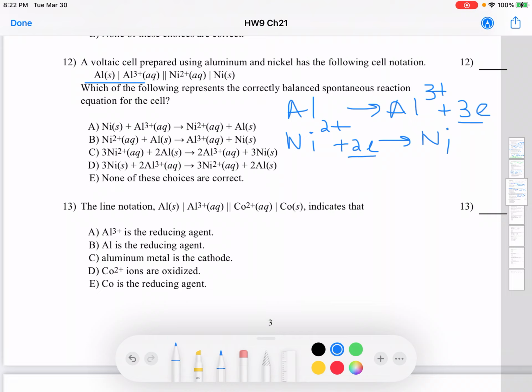2 here, 3 here. We need to balance the equation, multiplying the first by 2 and the whole second equation by 3. So the first one will become 2 aluminum going to 2 aluminum 3+ plus 6 electrons. The second one will become 3 nickel 2+ plus 6 electrons going to 3 nickel. You can add the two together after you multiply. The 6 electrons will cancel and you will get your balanced equation, and then you can choose the correct one.